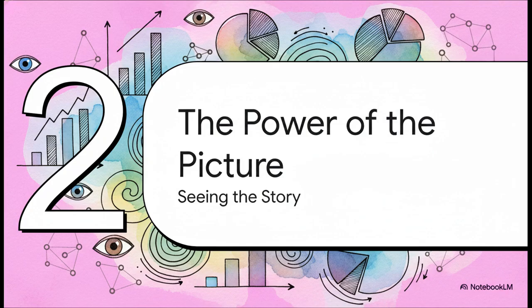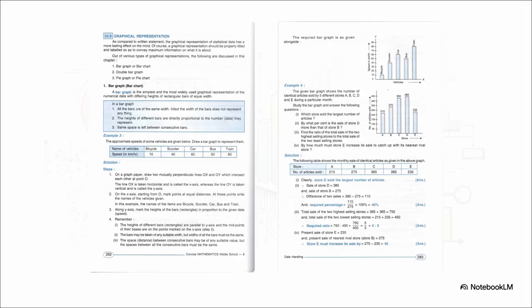It's time to turn these numbers into a picture. Just look at this for a second. The difference is incredible, right? On the left, you've got a table. You have to read the name, read the speed, compare the numbers in your head. But on the right, the bar graph, bam! You know instantly the train is the fastest. Your brain doesn't have to read and process, it just sees it.